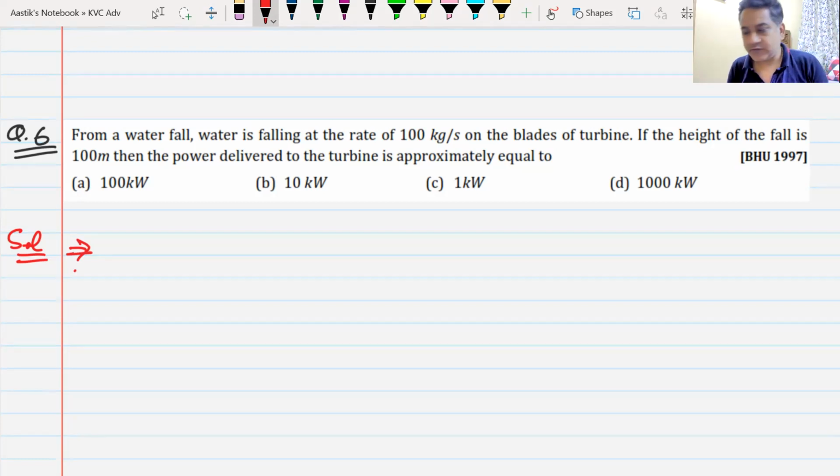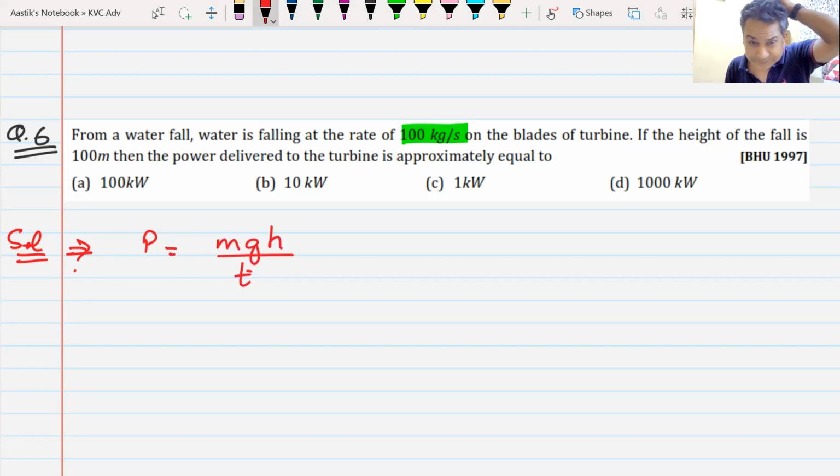Should not take so much time. If it's taking so much time, probably you're not thinking on the correct line. Here, you can see mass is not given, but the rate of mass flow is given. If I talk about power, it will be mgh, the energy it lost, divided by time. Yes or no? Yes, sir.